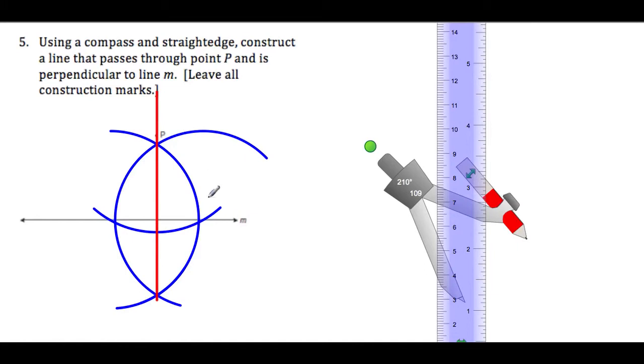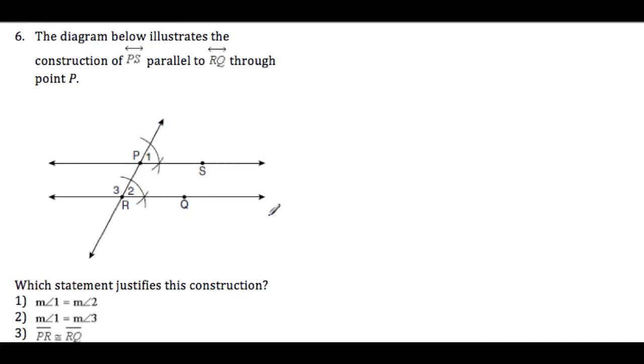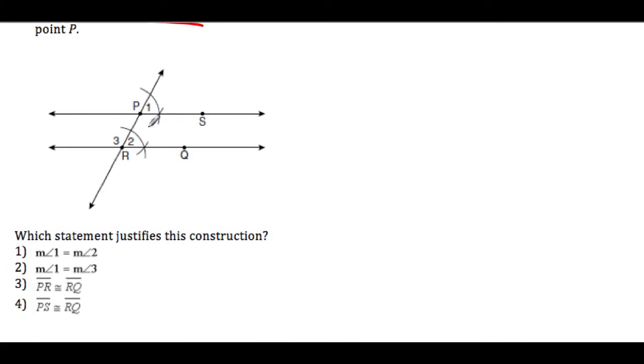Hence, it's going to be perpendicular passing through that particular point. Now, number 6. This is construction of the parallel lines. Notice that these are corresponding angles and they're equal to each other. So which statement justifies this construction? Yes, angle 1 and angle 2 has to be congruent to each other, which would be choice 1.